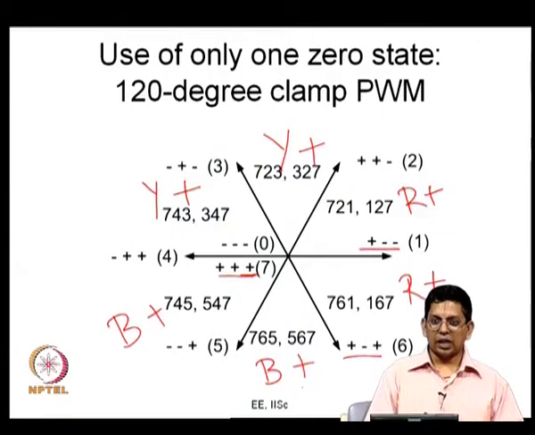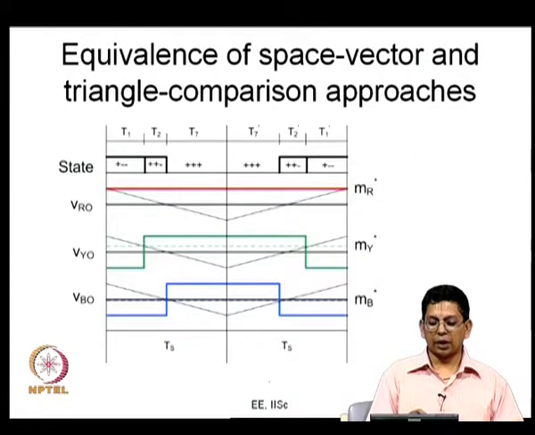So, for the entire 120 degree R phase is clamped to the positive bus, Y phase is getting clamped to the positive bus for another 120 degree, B phase is getting clamped to the positive bus for another 120 degree now.